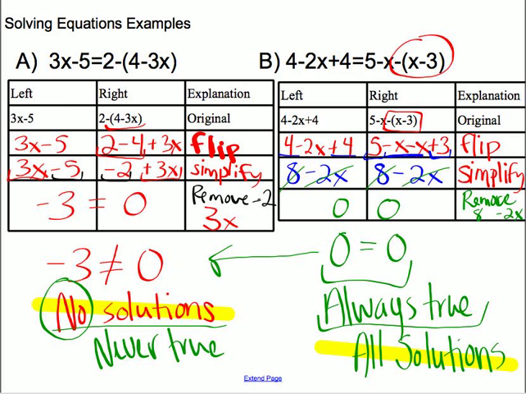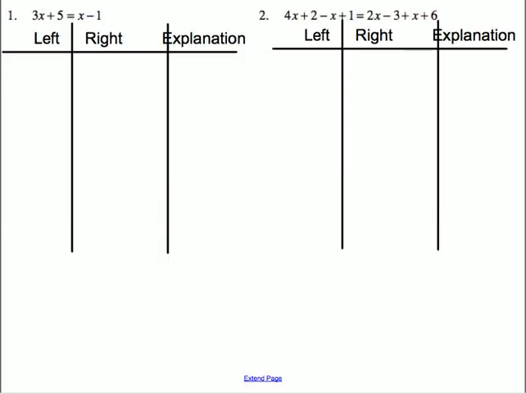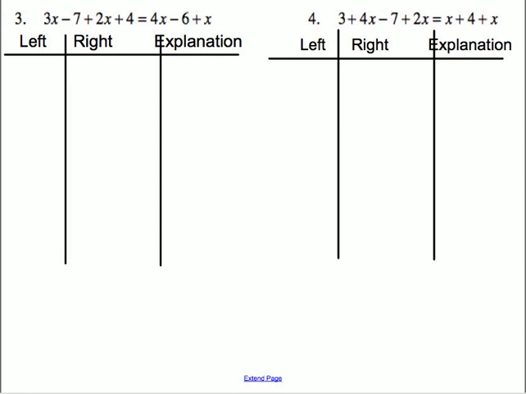So your job now is to try the problems you see on the next slide here. You're going to try questions 1 through 4, and then you'll submit your answers on the Google form as dictated in this video on the next slide. Like that's ever gonna happen.